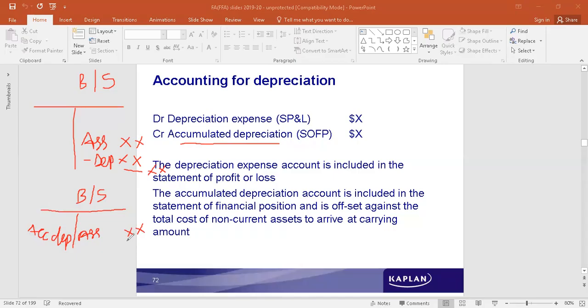By following this practice, the assets will be at their original cost, but the total amount of depreciation charged against the asset appears on the liability side as the accumulated depreciation account. So whenever depreciation is calculated, it is credited to the accumulated depreciation account. The net asset value at any given point of time would be the total value of the asset on the asset side minus the accumulated depreciation.